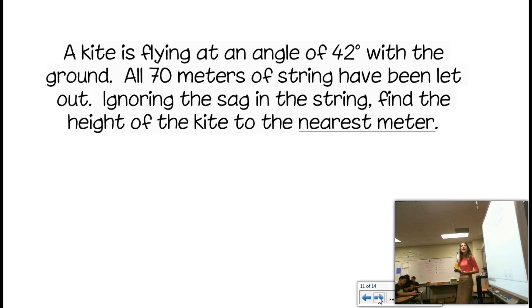Okay, a kite is flying at an angle of 42 degrees with the ground. You draw a thing. Yes, draw a thing, please. Yeah, there's a thing on mine. If you remember, let me know. At an angle. Okay.